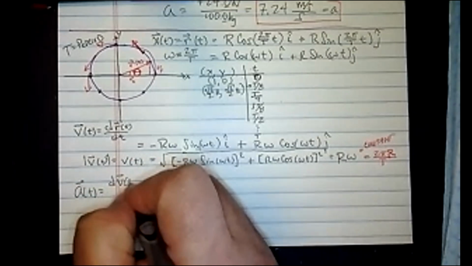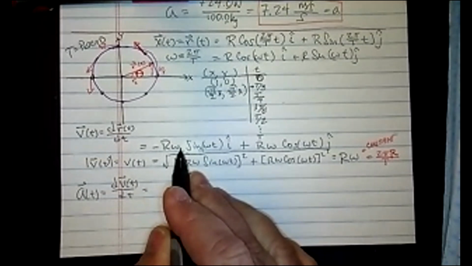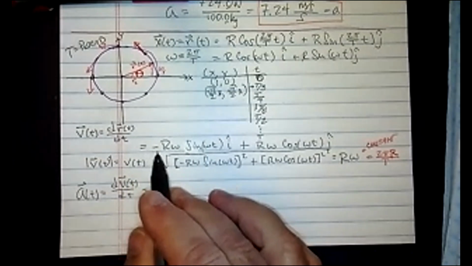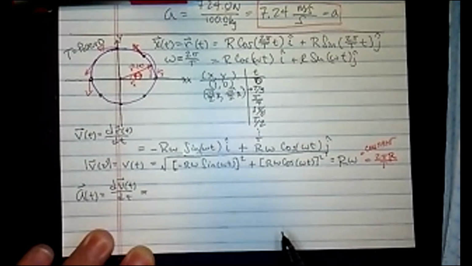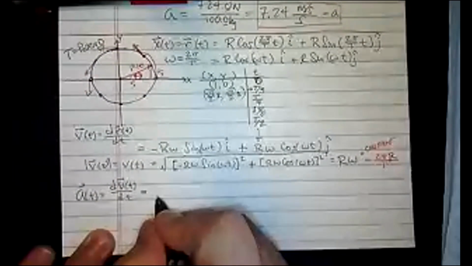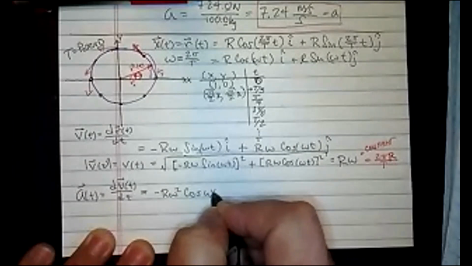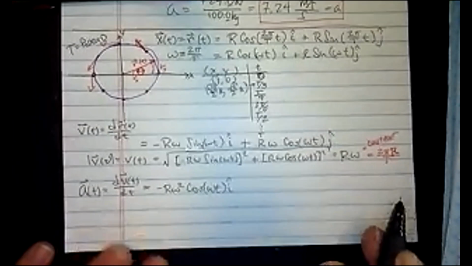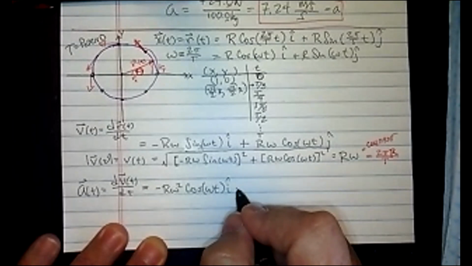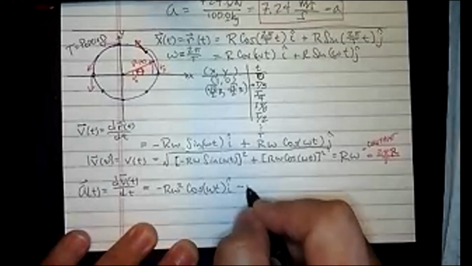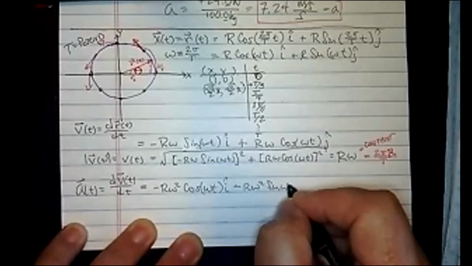So a of t is equal to dv of t over dt. So now I'm going to take the derivative of the velocity. Anybody give me the derivative of negative r omega sine omega t? Negative r omega squared cosine omega t. Exactly. And then remember the i hat is just a constant, so that comes out in front. And then what about the derivative of r omega cosine omega t? Negative r omega squared sine omega t.